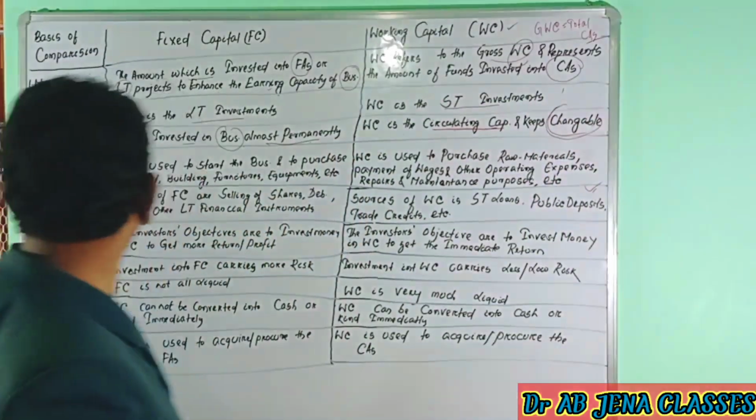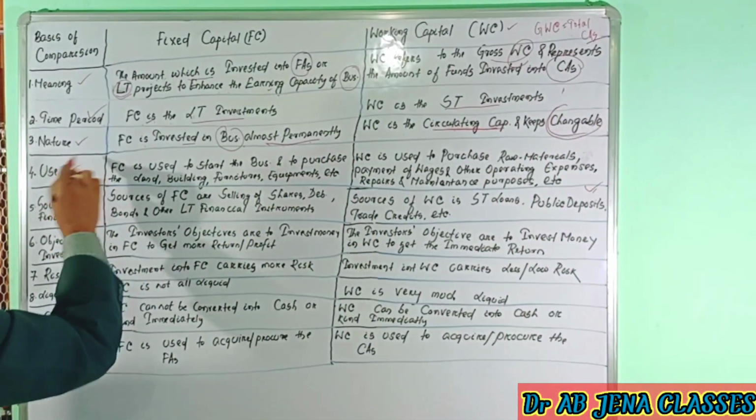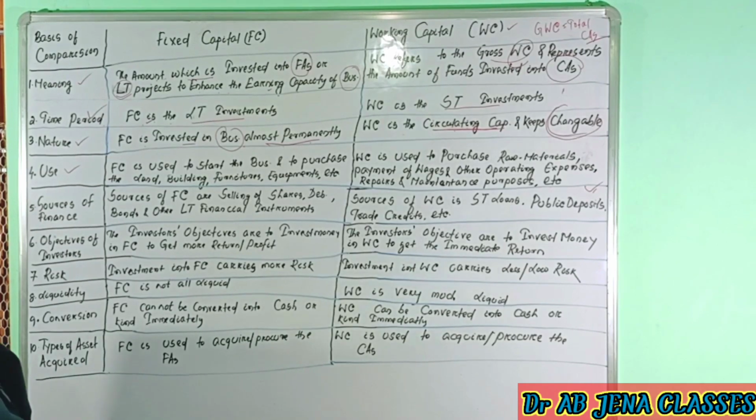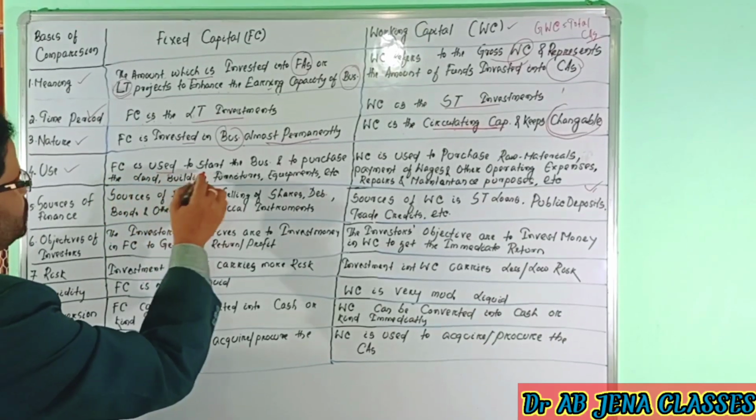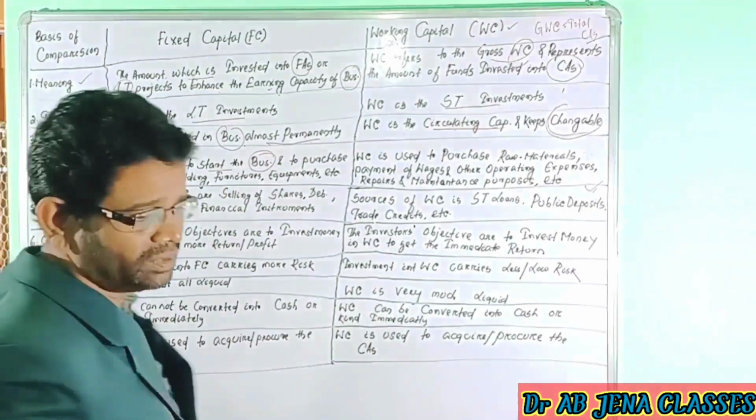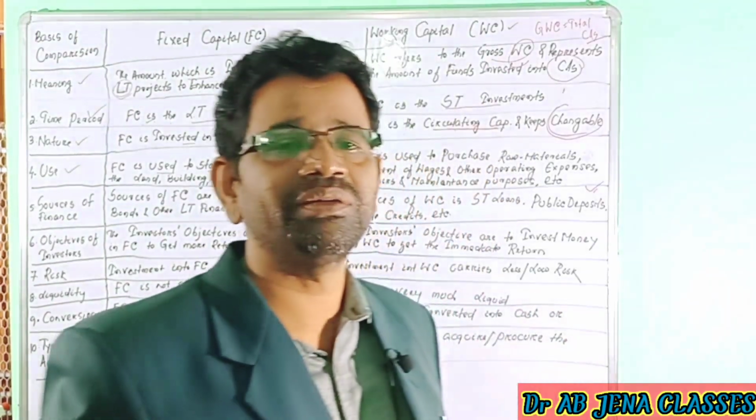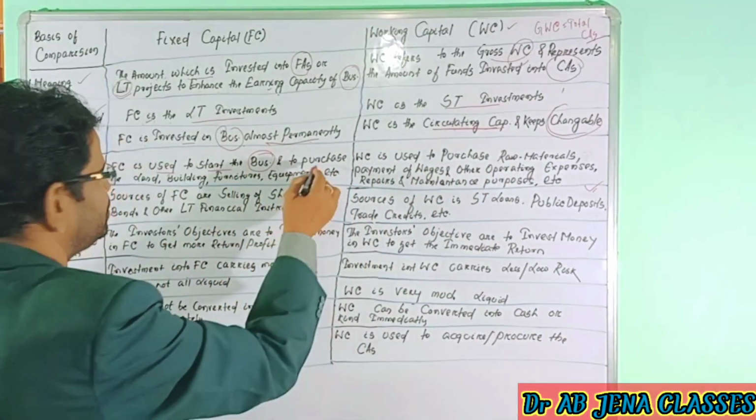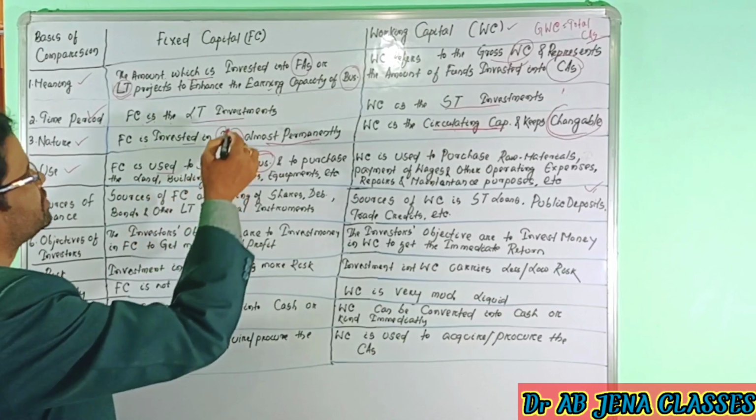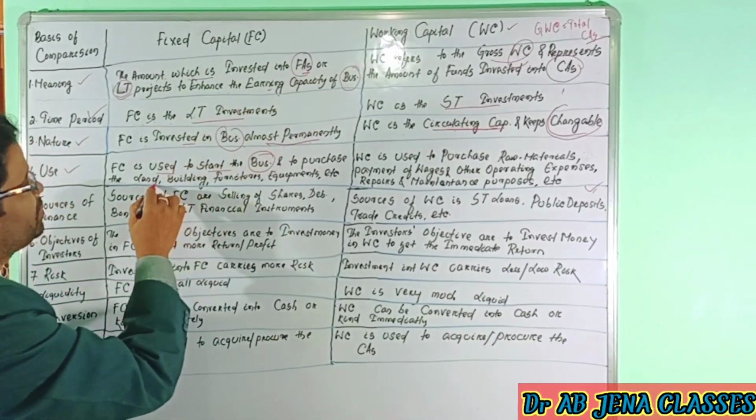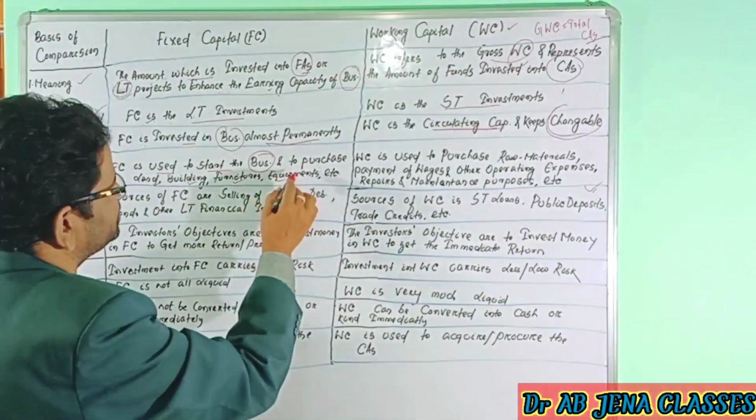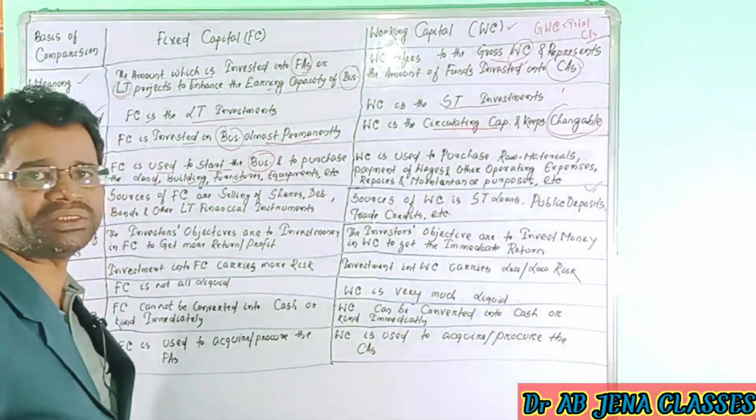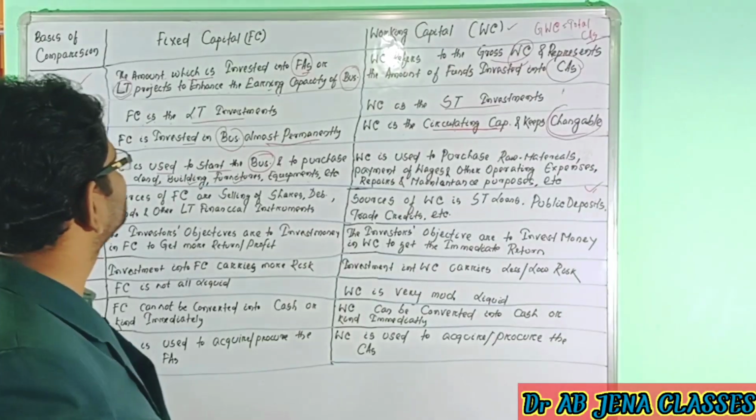Dear friends, coming to the fourth basis of comparison: what is the use of fixed capital and what is the use of working capital? Fixed capital is used to start the business. You must have fixed capital to start your business, as well as to purchase fixed assets. What are the examples of fixed assets? Land, building, furniture, fixtures, equipment, tools, etc. These are examples of fixed assets.